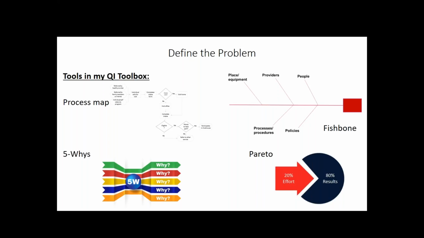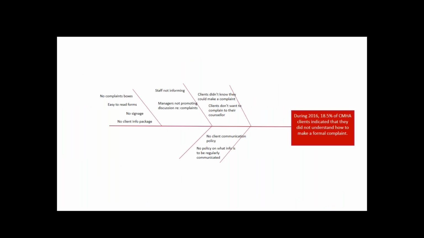Maybe I want to use the fishbone tool, which helps identify the number of contributing factors. Not just moving to the one that we think is the problem, but trying to identify all of those different potential contributors to why folks don't know how to make a complaint. Or look at my 5 whys, which helps me drill down to the root of that problem. And then applying the Pareto to look at which areas are going to get my biggest bang for my buck. So I'll walk through these very quickly.